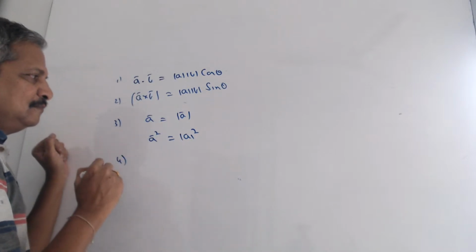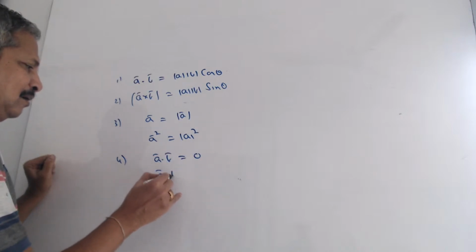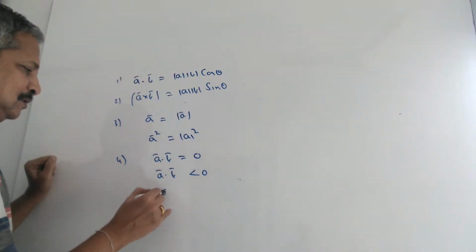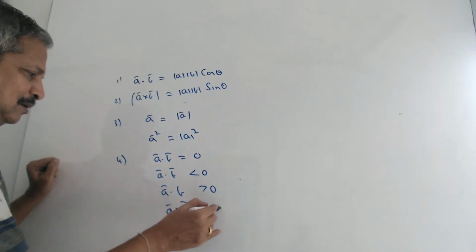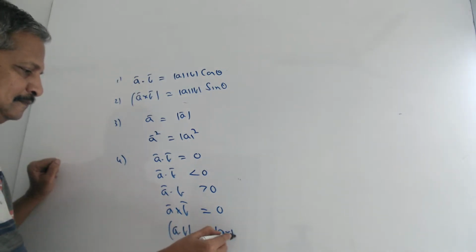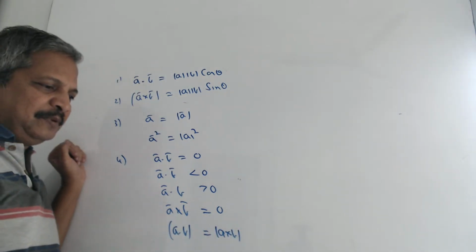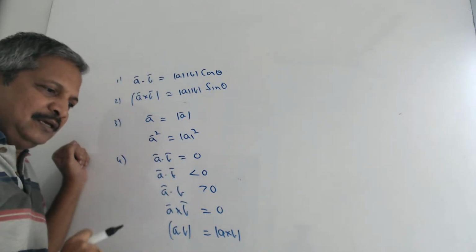Another thing is A bar dot B bar is equal to 0, A bar dot B bar less than 0, A bar dot B bar greater than 0, A bar cross B bar equal to 0. If you take the previous entrance papers, competitive exams, many problems are formula based.